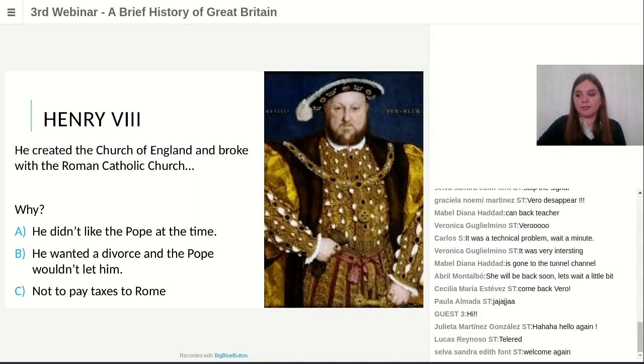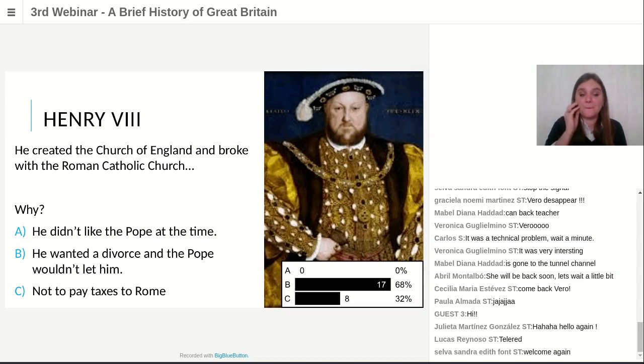Okay, I see lots of people voting in the chat. So let's see. Most people, very interesting. The options being he didn't like the Pope at the time, he wanted a divorce and the Pope wouldn't let him, or in order to avoid paying taxes. Most people chose he wanted a divorce and the Pope wouldn't let him.